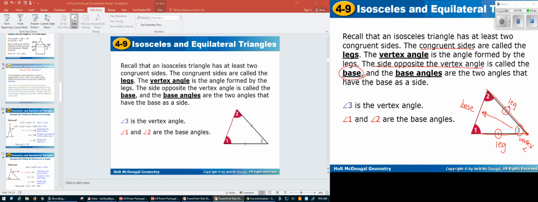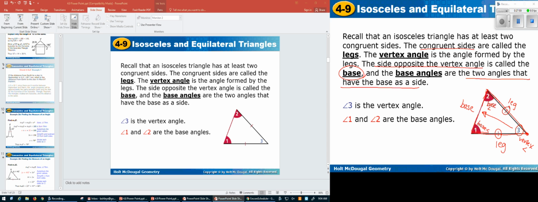And because that side is called the base, the other two angles, which are made by the base, angle 1 and angle 2, they both share the side that's the base. Those angles are called base angles. So this is a base angle, and this is a base angle. The base angles are the two angles that have the base as a side.